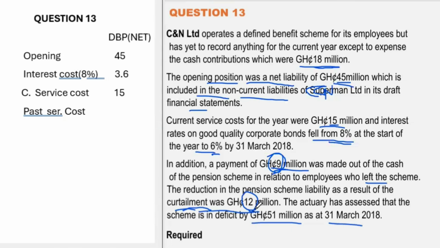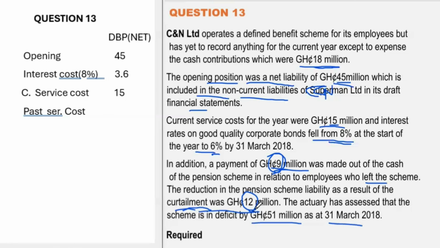Yes, there's a gain on settlement. Why? We have a reduction of 12 million in the liability, but we pay them 9 million. So it means our liability has reduced more than we paid them. So it's a gain to us. If we pay them like 20 million and the liability has reduced by only 12 million, in that case there's a loss. But here we are paying them only 9 million.